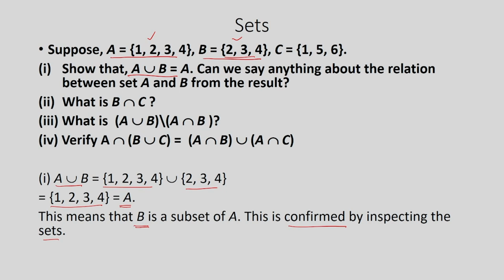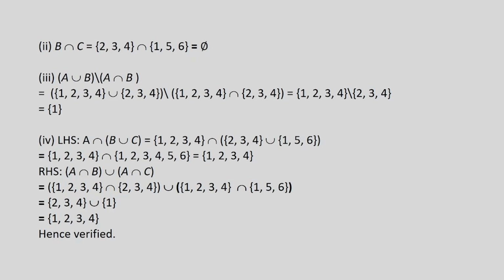The second problem is, what is B intersection C? Okay, what is B? B is 2, 3, 4 and intersection C 1, 5, 6. Now, in intersection sets, we take elements which are common to the sets. Now, as we can see, between B and C there are no common elements. So, therefore, the intersection set is a null set.